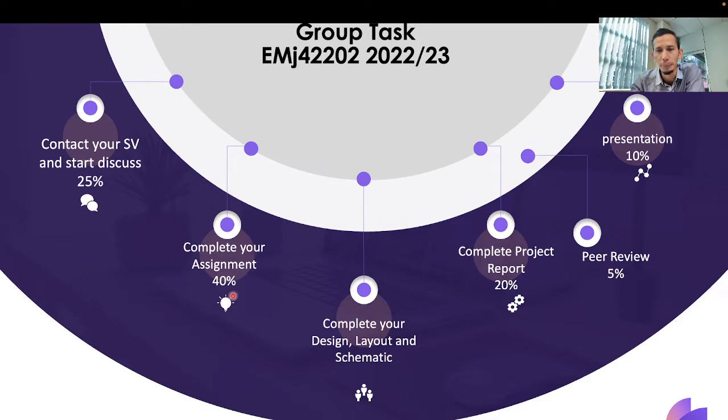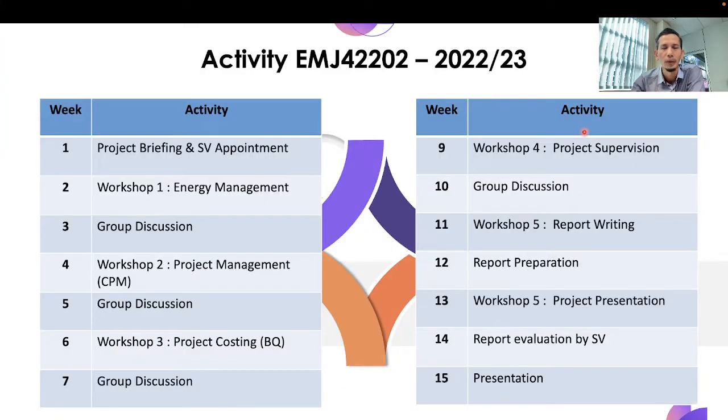to become your complete report. And then you complete your project report, which comprises 20%, and then we make peer review from your friends, so you will get 5%. And in the last semester we will have a project presentation, so 10%. So complete is 100%. So this is the activity that I have planned for this semester, and I hope this planning will happen smoothly.